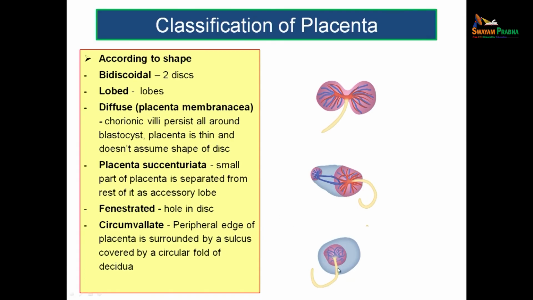So, this is the periphery of the placenta. Here you will be getting a sulcus and this will be actually covered by a bit of decidua like a fold, circular fold. This is known as circumvallate placenta.